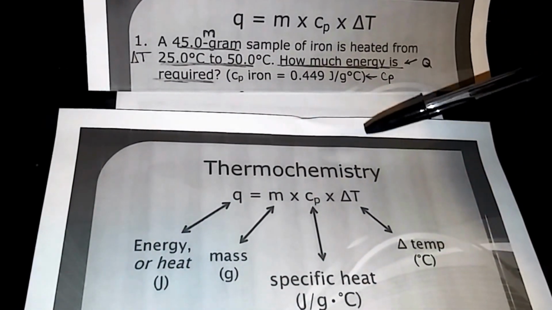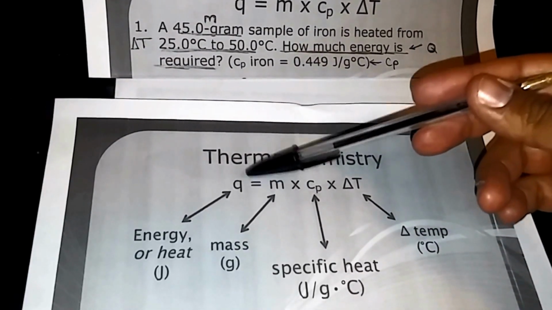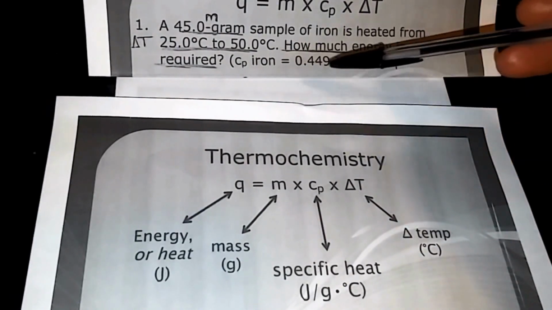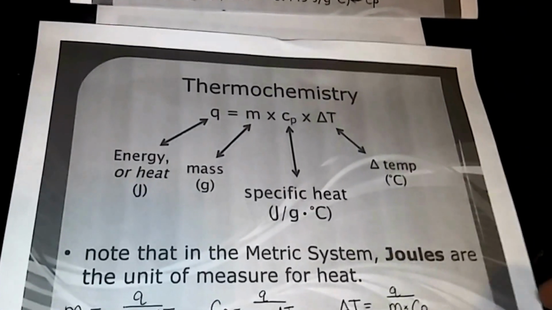It goes on to say how much energy, Q, is required, which we already established is what we're looking for. And then it tells us that Cp, or specific heat of iron, is 0.449. Okay, so once we note that, we can now take a look at how to set up the problem.